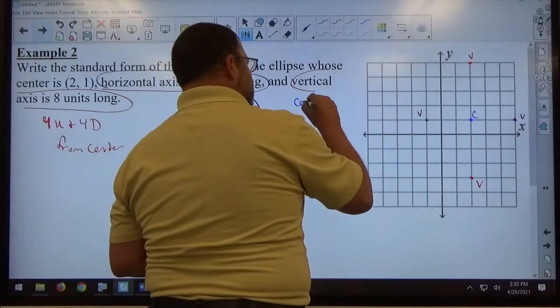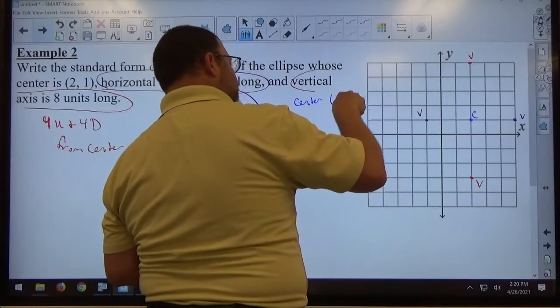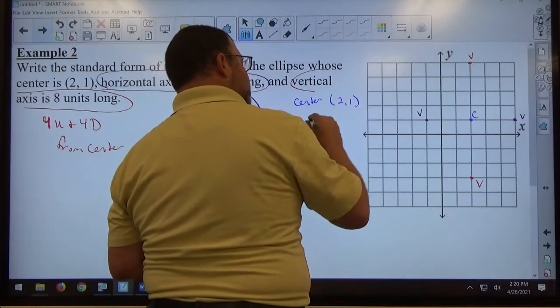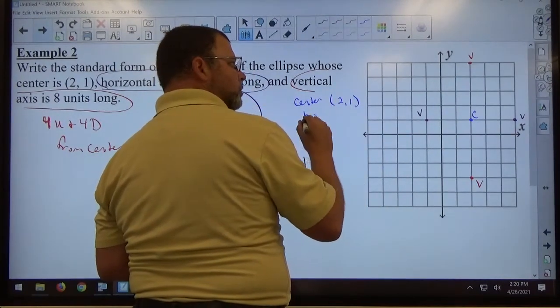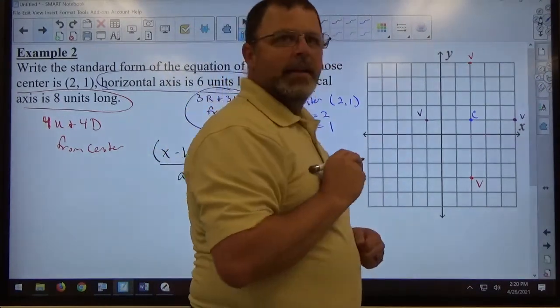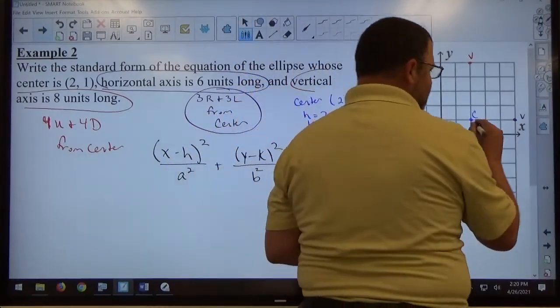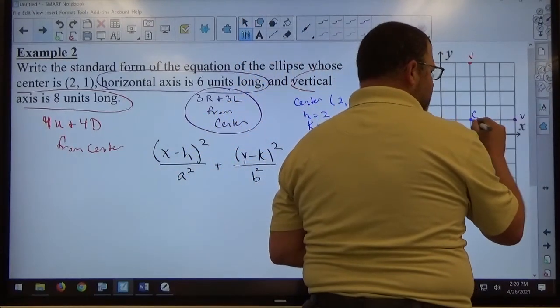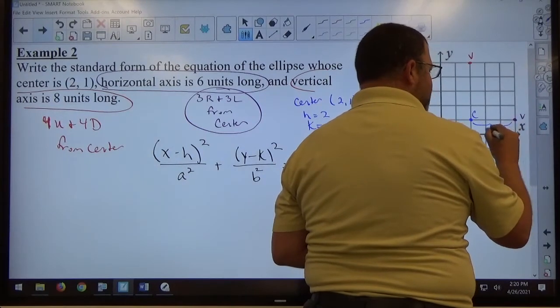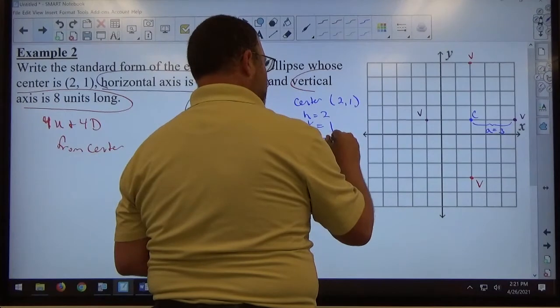Well, the center is given. It's (2, 1). So h is equal to 2, and k is equal to 1. a is the distance from the center to the horizontal vertex. So here's my center, here's my vertex. a is simply how far apart those things are. So a is equal to 3.